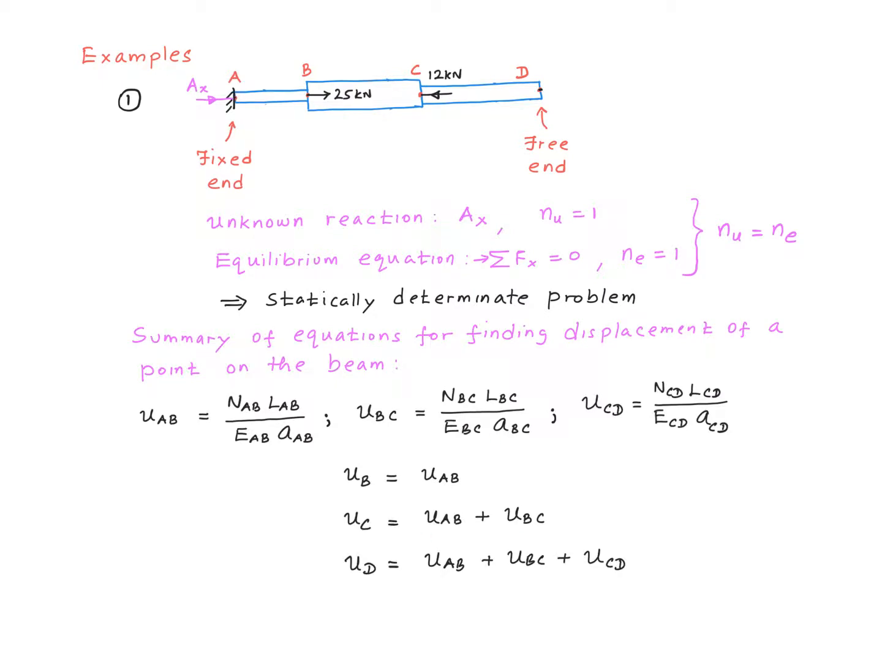Here's a summary of the equations we used in one of the earlier videos to find the displacement of a point on the beam. We calculate the deformation of each of the 3 segments using these equations. If we consider the first equation right here, N_AB is the axial force within segment A to B, L_AB is the length of the segment AB, E_AB is the Young's modulus of the segment AB, and little a_AB is the cross-sectional area of the segment AB. So this expression allows you to calculate the deformation of the segment AB, and these equations are similar.